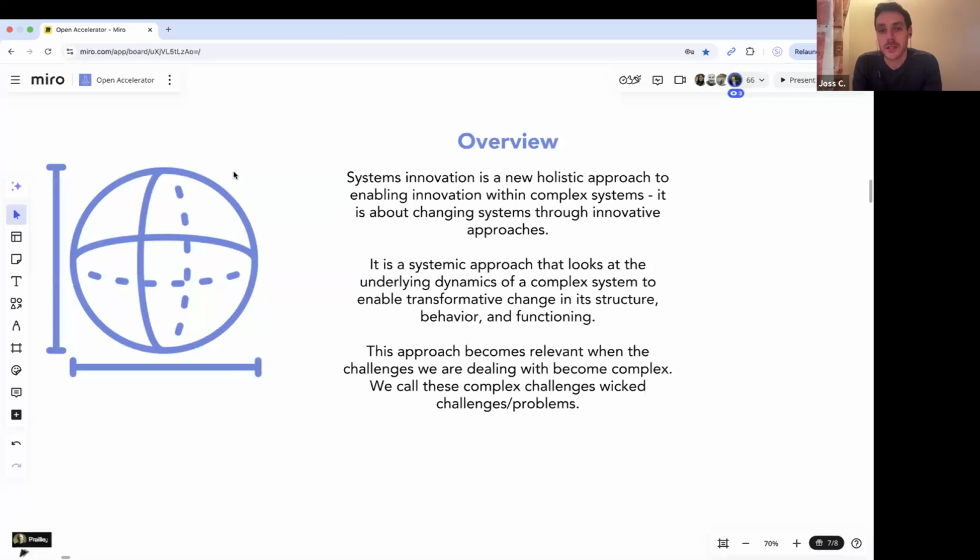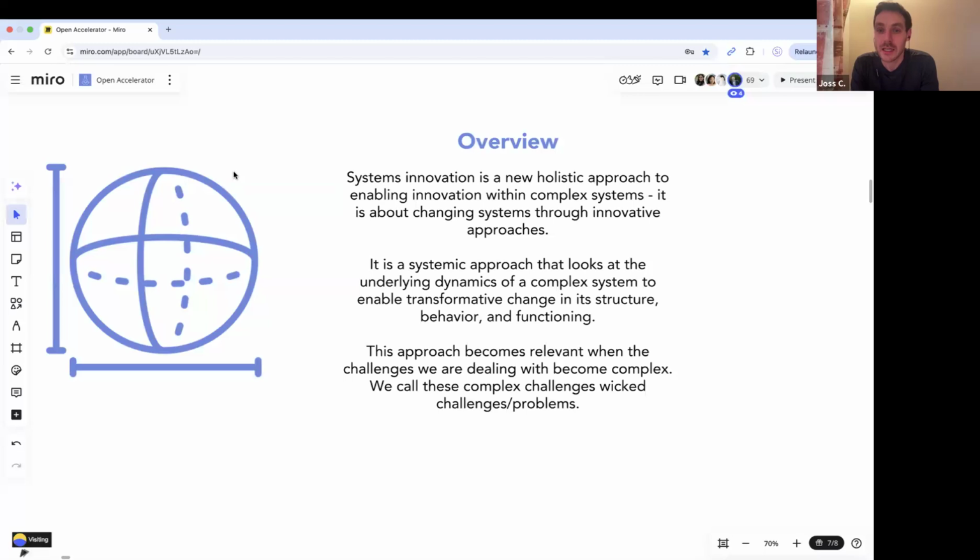It's a more holistic approach to enabling innovation within complex systems. And it's about changing systems ultimately, but doing that from a particular approach that we would call an innovative one, which is about the creation and application of new ideas. So it's a systemic approach. I'm sure you're aware of that at this time.